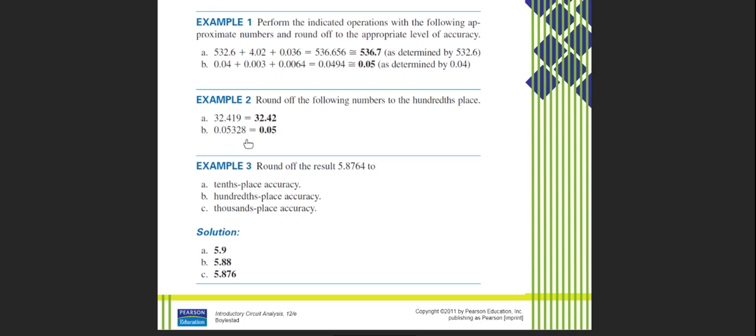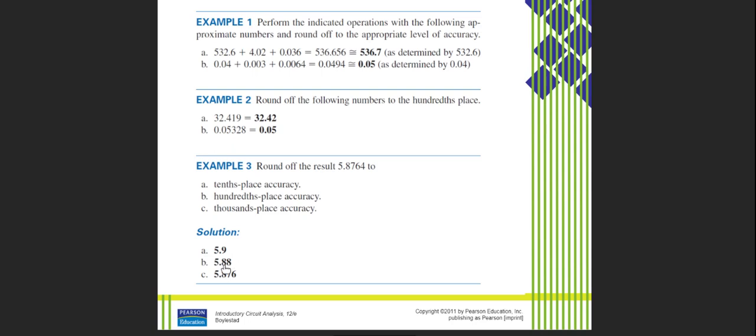3 is below 5, so I will round it to 0, and then the remaining will be 0.5. So step by step, from right to left, you will round off the numbers until you reach the level of accuracy that you want. These are some examples. For example, if I have this number and I want to do it with the tenths place, one level of accuracy will be this one.